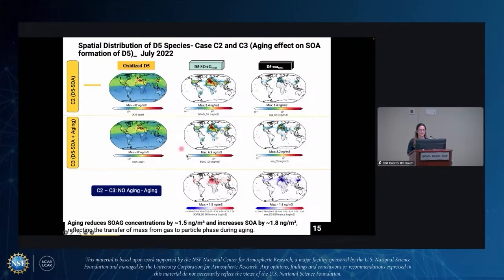And this figure shows the same thing, but with a spatial distribution for the no aging case and aging case, and these 2 figures show how aging affects the aerosol formation. And this figure is for the particle phase. We can see that with aging, there is an increase in aerosols when we represent the functionalization, but less gas phase semi-volatile oxidation product.